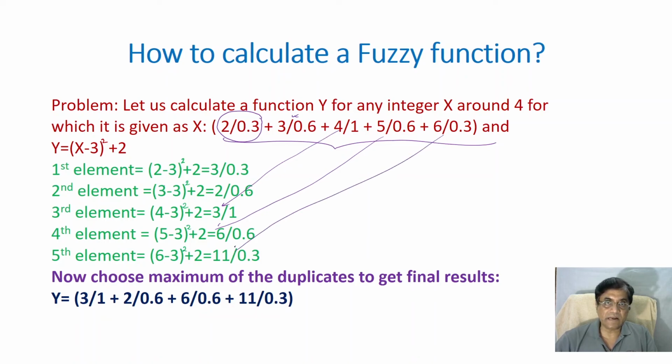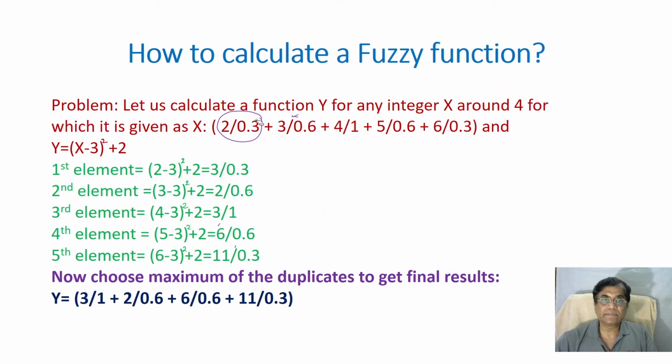Now once it is done, as many elements as are there, that many computations you'll have to do, and the elements will be like this. Now you'll have to choose the maximum of the duplicates to get the final result, like the earlier one. So you'll have to figure out what is the duplicate. If duplication is there, choose the maximum one. You see, 3. Is there any other 3? Yes, there is another 3.